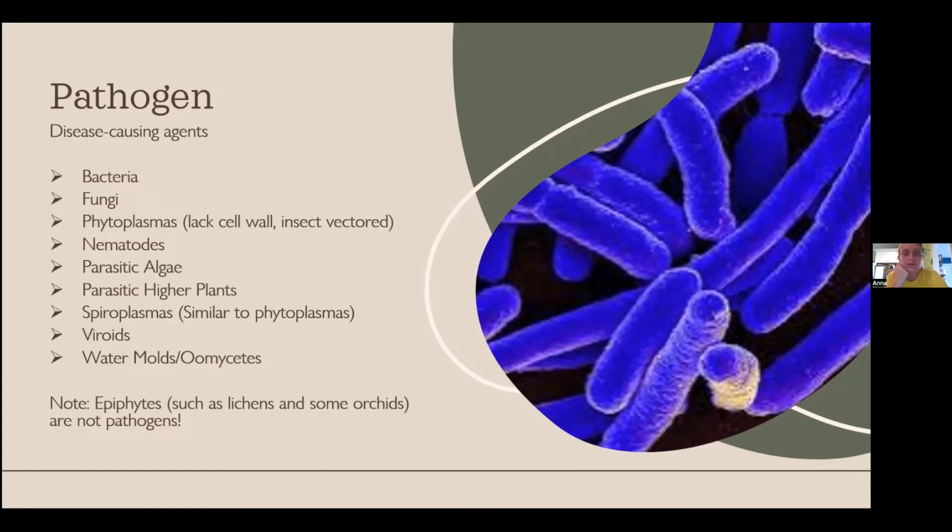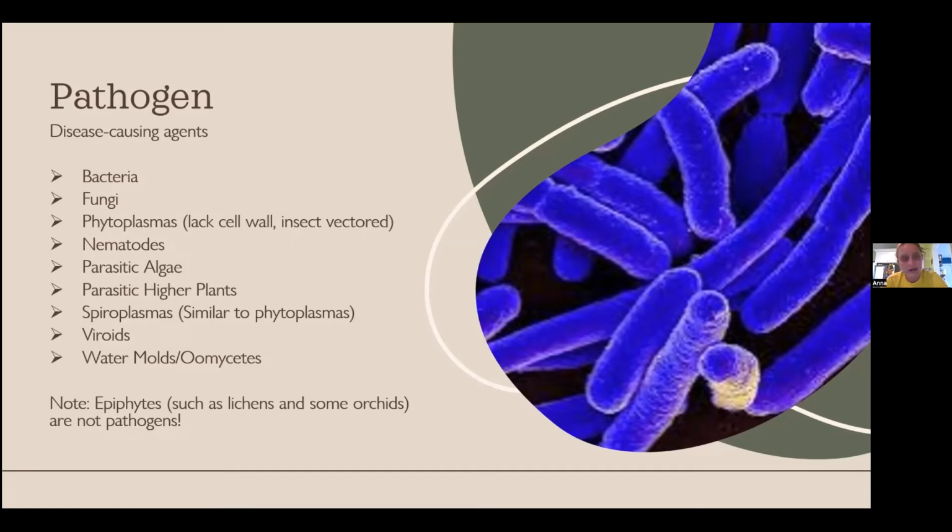Spiroplasmas, which are similar to the phytoplasmas. They're little cellular organisms shaped like a helix or a spiral, hence the name spiroplasma, that lack a cell wall also. So they like to get into other cells to survive. Viruses or viroids, water molds, and oomycetes, very, very common in our wet conditions here.